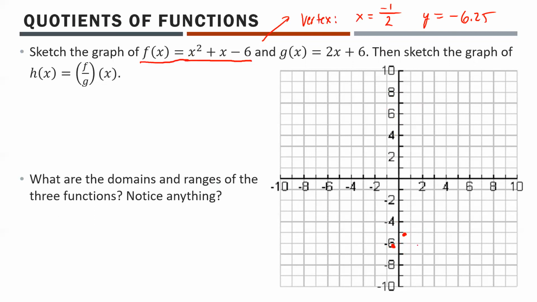And then you go over 2 and then up 4. So that'll leave us about right here. And then you go over 3 and up 9. So that'll be about right here. You probably can do the 1-4-9-16 rule too.